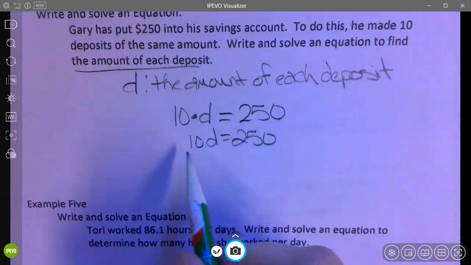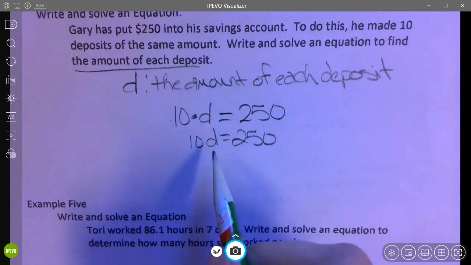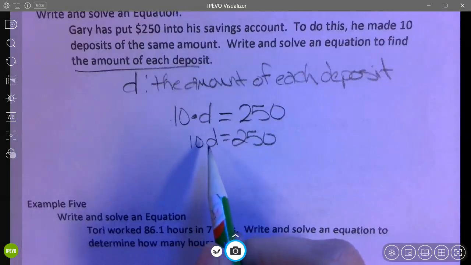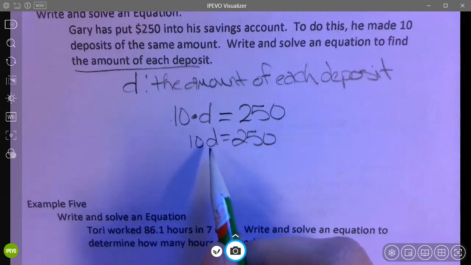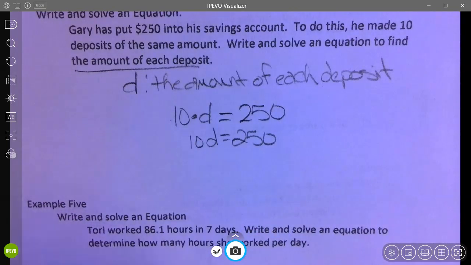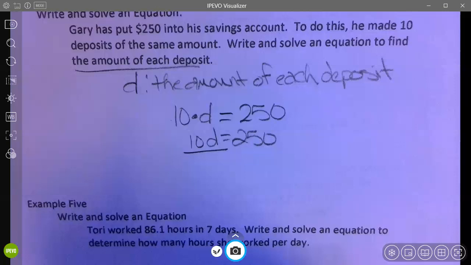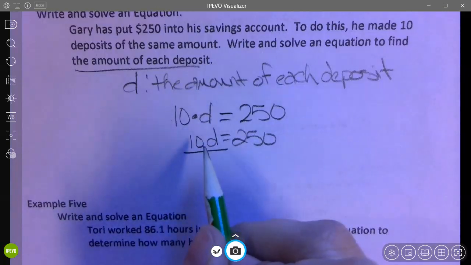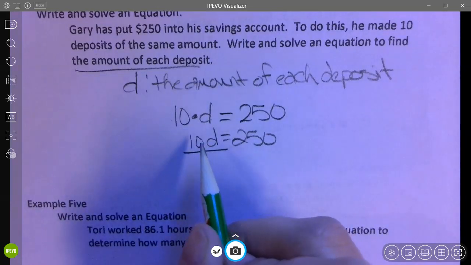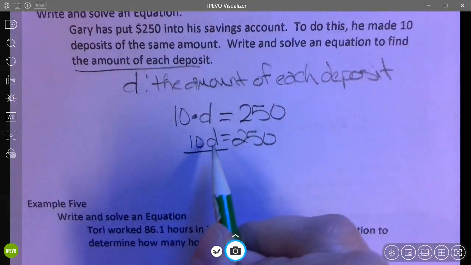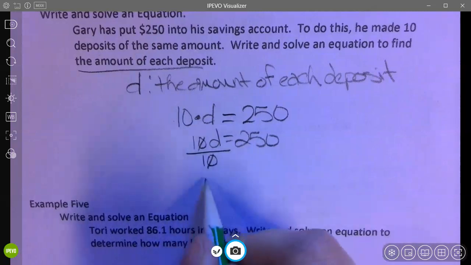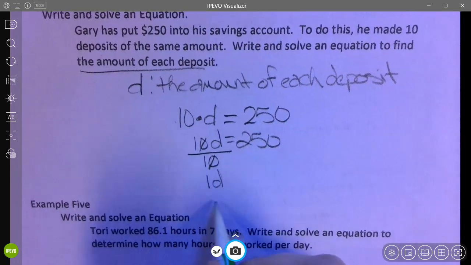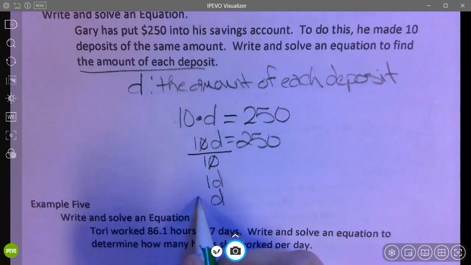Well, I take the inverse operation because I want to isolate that D. I want to make D by itself. And right now, it's being multiplied by a 10. What's the inverse operation of multiplication? Right, division. I'm going to divide. Well, what do I divide by? I divide by whatever I'm multiplying by. I'm multiplying by 10, so I need to divide by 10. 10 divided by 10 is going to give me 1. 1 times D is just going to give me D. All right?